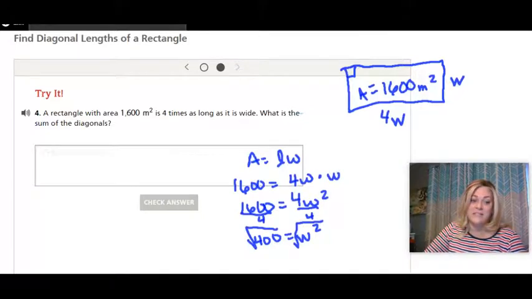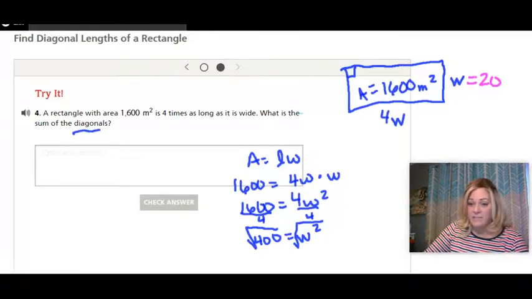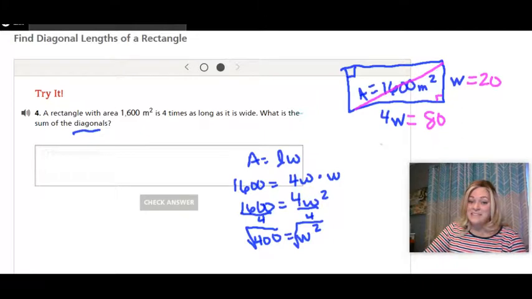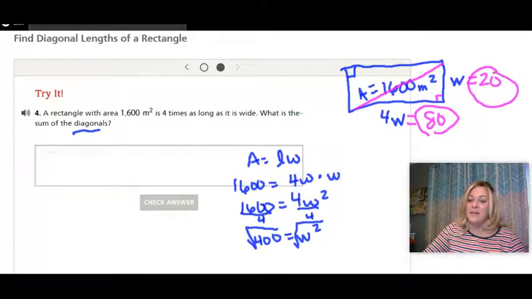Now the question says, what is the sum of the diagonals? So if I can get the width, I'm like, okay, well, I've got the width. Let me switch colors here. That width is 20, which means this length is 80. Could you find the diagonal? Think of Pythagorean theorem. And I want you to try that last step. But my hint is Pythagorean theorem, you have a squared, b squared, and you're trying to find that c, or that diagonal length.